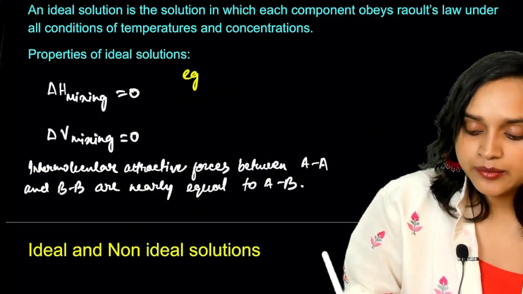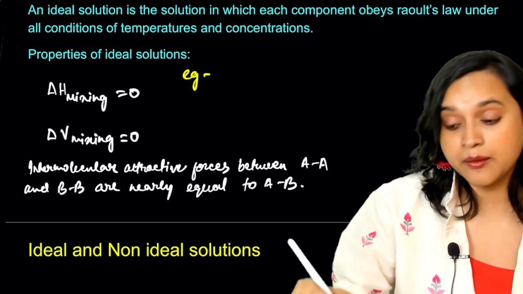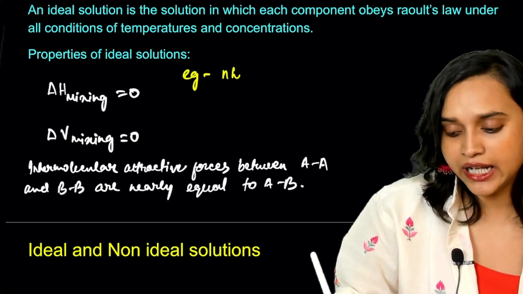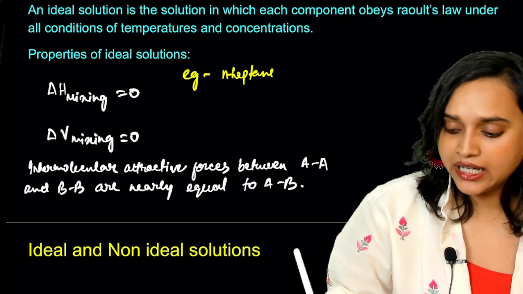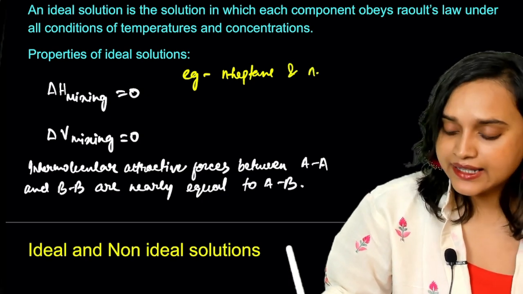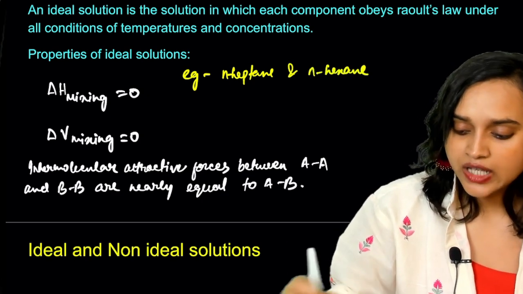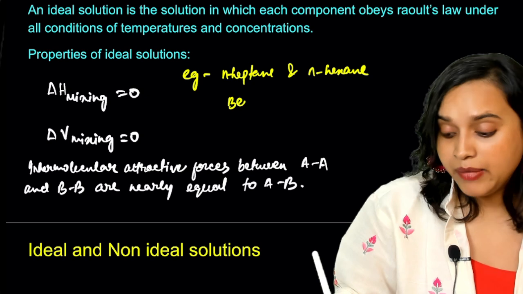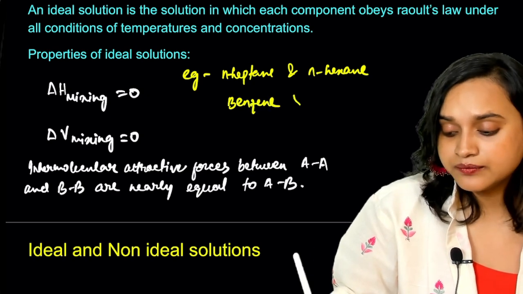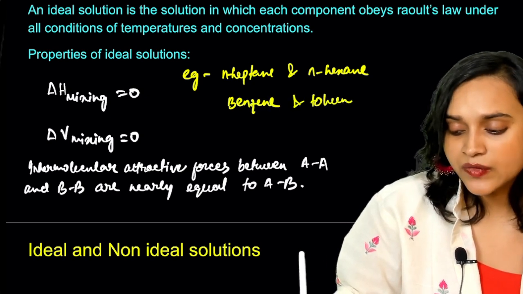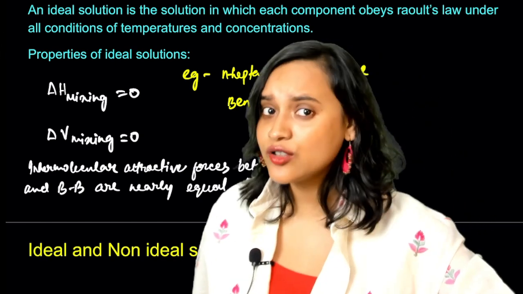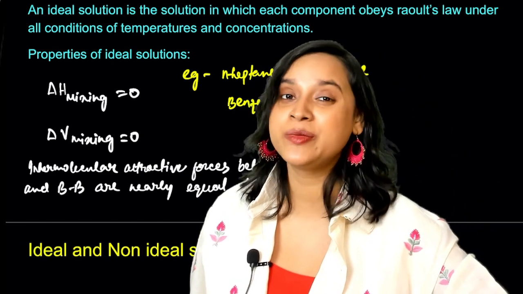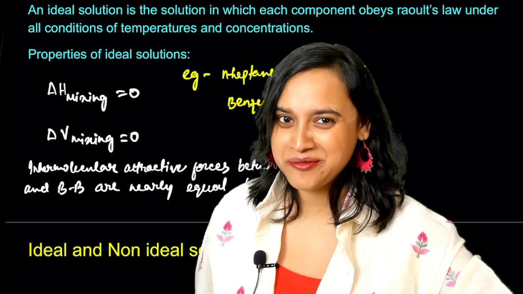Now, let me write down some examples. The examples are a mixture of n-heptane and n-hexane. Apart from that, you have benzene and toluene. These are all your ideal solutions. So we understand that those who follow Raoult's law are going to be ideal solutions.